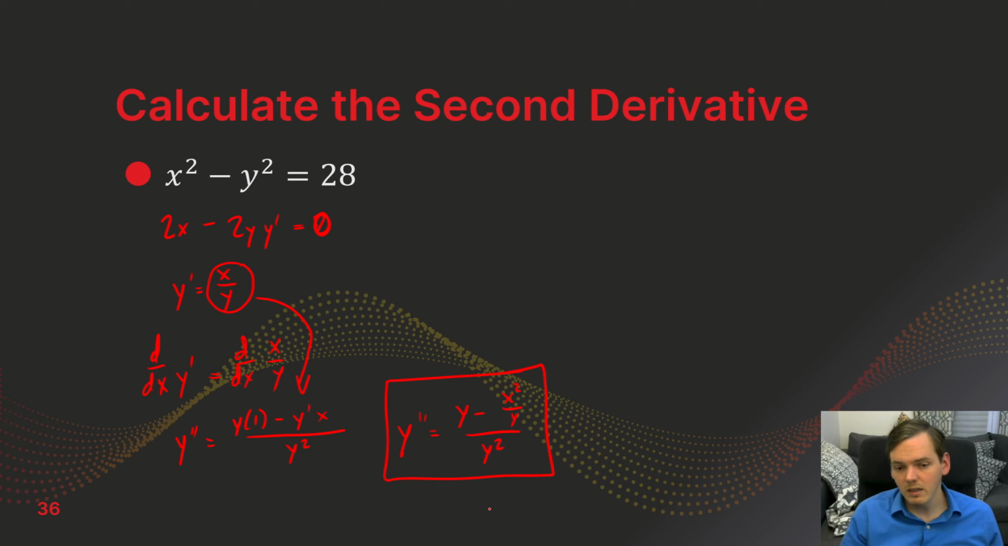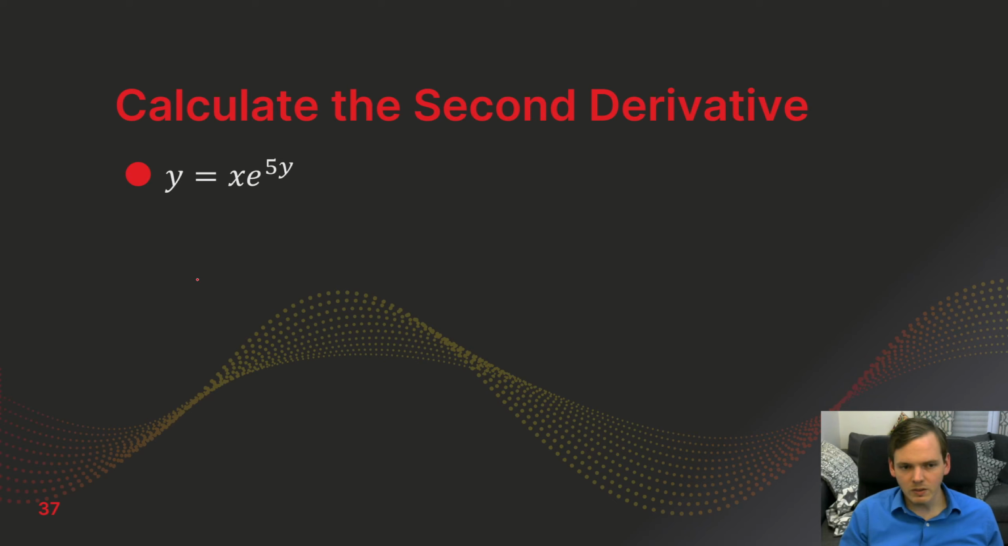But that's the idea behind calculating the second derivative of an implicit function, or the third derivative, or the fourth derivative. It's just always going back to this value that we defined earlier. So I'm going to do another example real quick here. d by dx of this function of y is equal to d by dx of x e to the 5y. I'm just using different notation this time. Same idea, but slightly different notation.